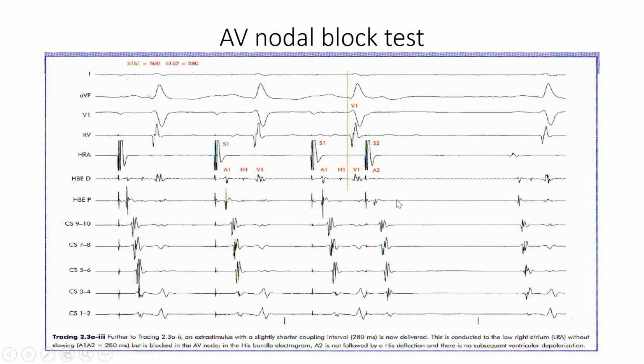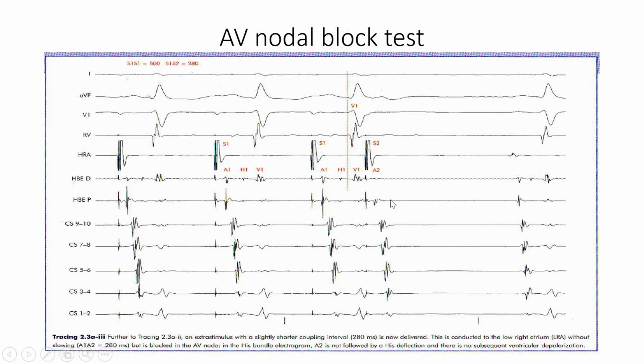What are you expecting next? After the H, you expect the V spikes. So what does that tell you? There's a delay in the conduction from the catheter, a delay in conduction from there till it gets to the left ventricle. Exactly. So there's a delay in that conduction.